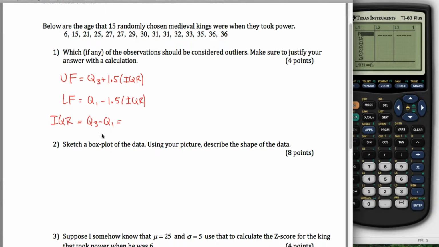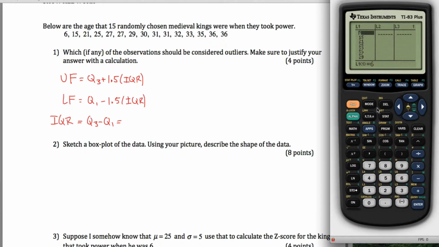So if I could just figure out Q3 and Q1, I'd know the interquartile range, in which case I'd know all these things. You can get Q3 and Q1 either by hand or out of your calculator. I'm going to use my calculator since I have it here. Put in all your data, hit stat, and then go to calc. Under one variable statistics, hit enter. Tell it what list your data is in. My data is in L1, and hit enter. Kicks out a bunch of stuff.